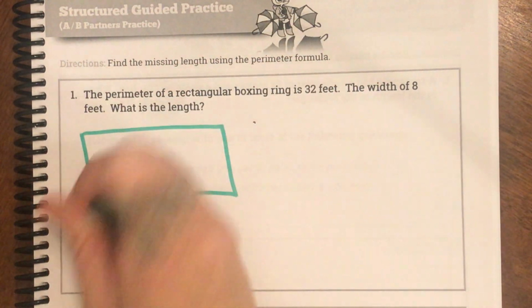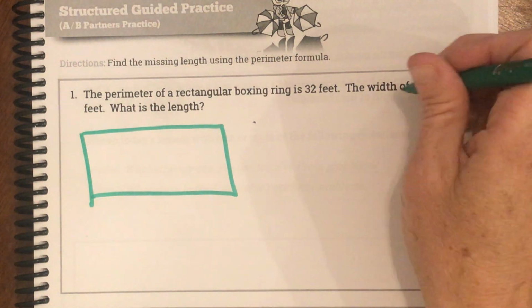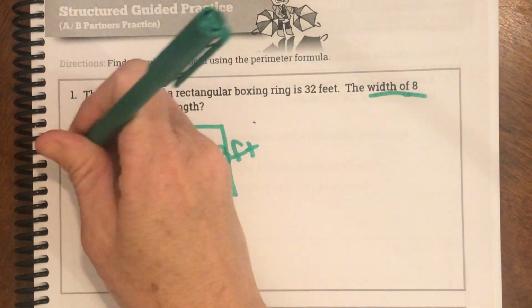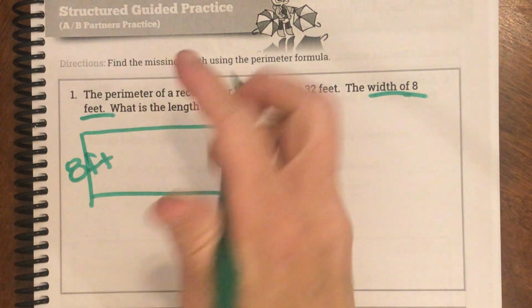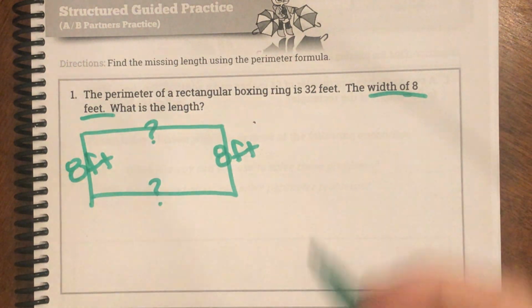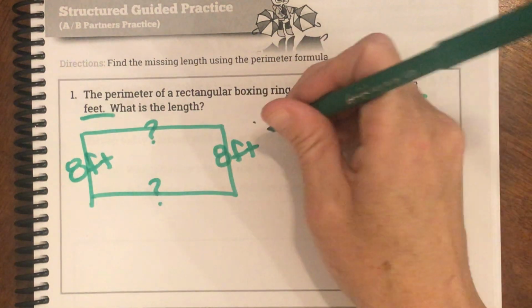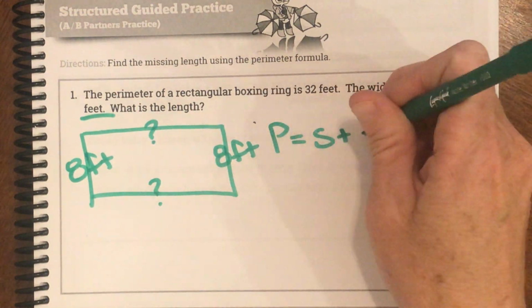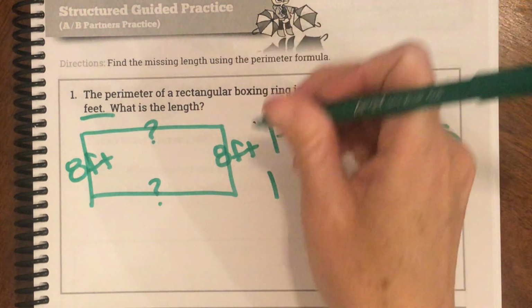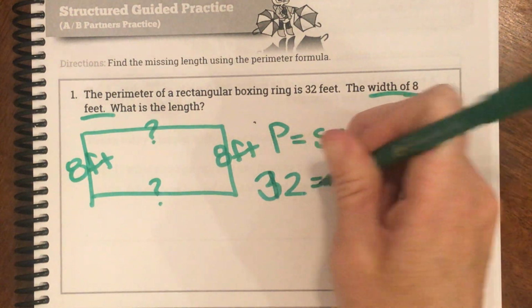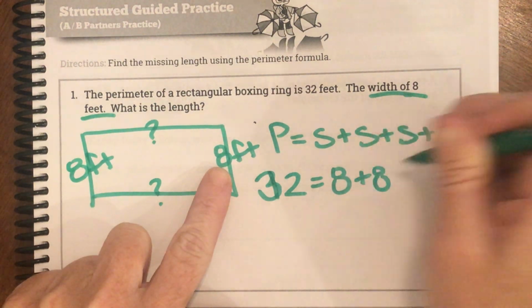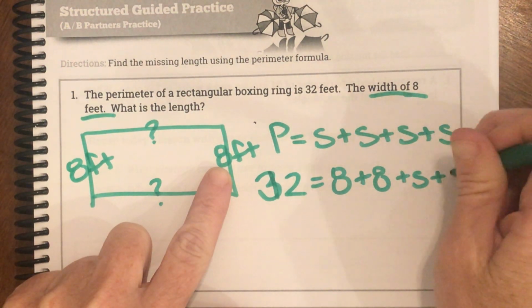So we have a rectangular boxing ring, and they tell us the width is 8 feet. So this is 8 feet, and this is 8 feet. But they say what's the length, so we don't know those two. We do know they're going to be the same though, right? And it has 1, 2, 3, 4 sides, so our formula is going to be add up all the sides. Okay, and what do we know our perimeter is? 32. And we know one side's 8, one side's 8, but we don't know those two other sides.